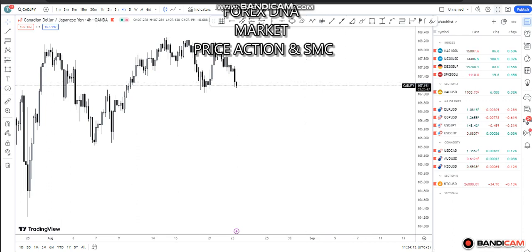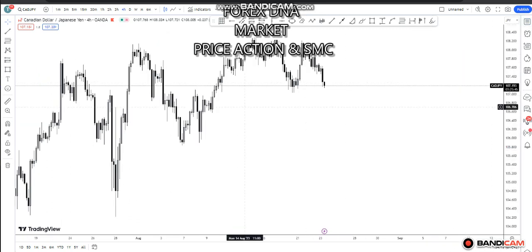Okay, now we are on KJPY. I'm not going to analyze the pair today, but what I'm going to do is show you the concept of how you can use price action combined with smart money, or smart money combined with price action. So what I'm going to do now is show you an uptrend, and also a downtrend. Okay, so now let's go.